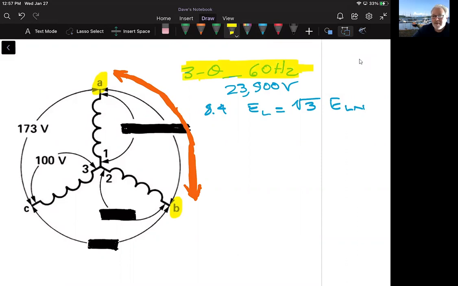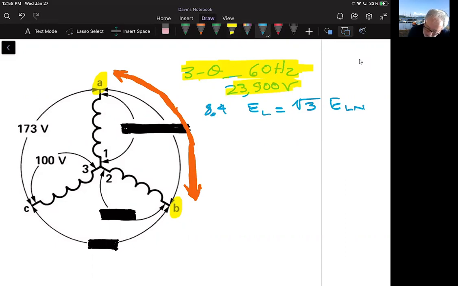Now, where does that come from? Well, that is actually a common voltage used in electrical power transmission, generation, and distribution. And so that number is sort of a standard number. It's just not pulled out of the air. And so what he's saying is that the line-to-line voltage, our phase voltage, is 23,900 volts. And what I'd like to know is, what is the line to neutral voltage?